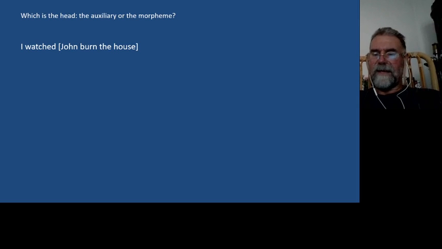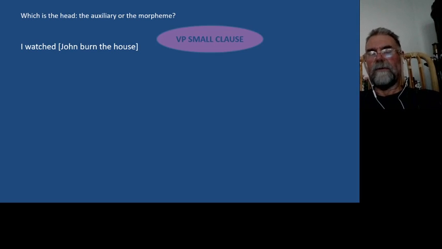Often these kinds of constructions, which semantically are clauses but syntactically aren't full IPs and CPs, are referred to as small clauses. This one in particular would be a VP small clause because basically what we seem to have here is just the verb phrase. We've got the verb and its two arguments inside that.